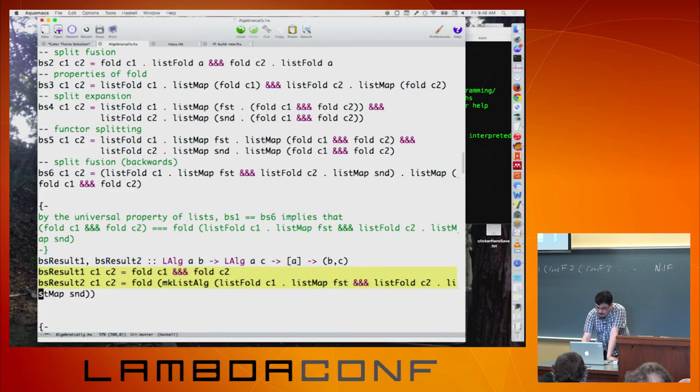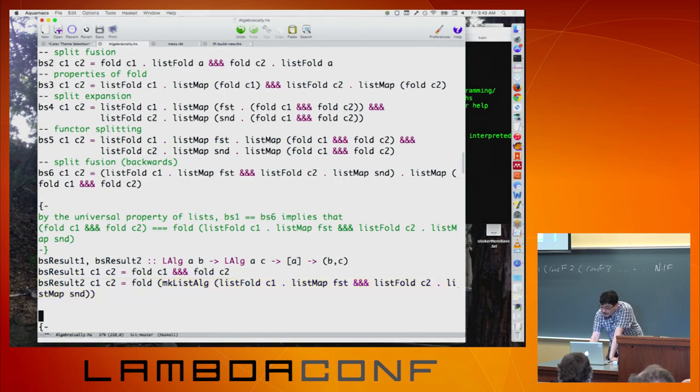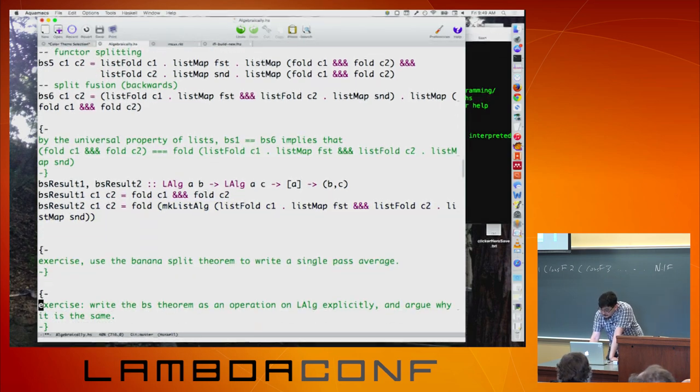Now here we've gone through and determined what that fold must be in this case. And this is what we started with, just the fold of one and the fold of the other. And this is the result. So we make a list algebra: fold of C1 dot list map first, and fold of C2 list map second. And there you go. That is a fully mechanical proof.